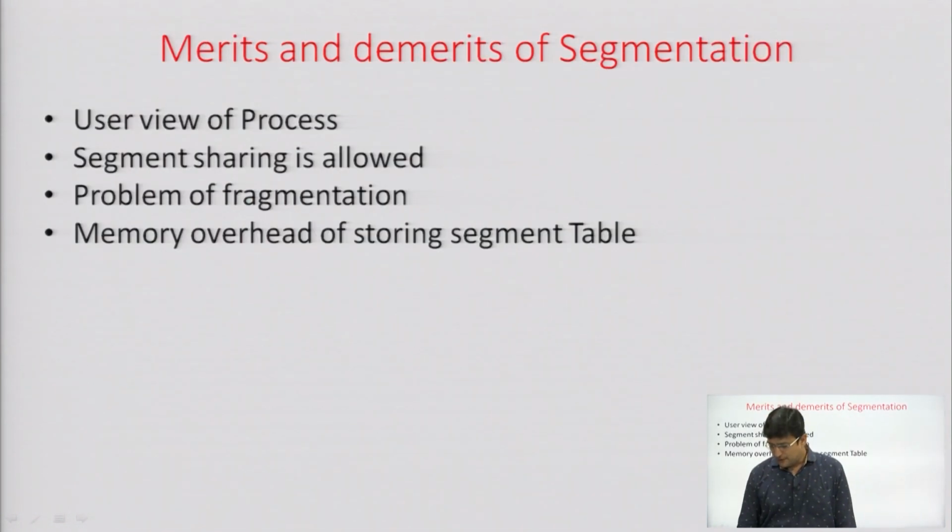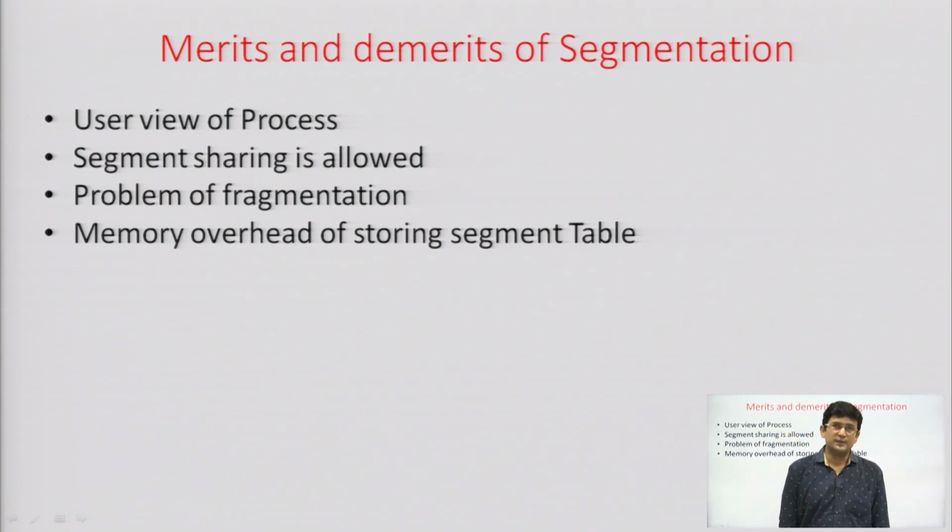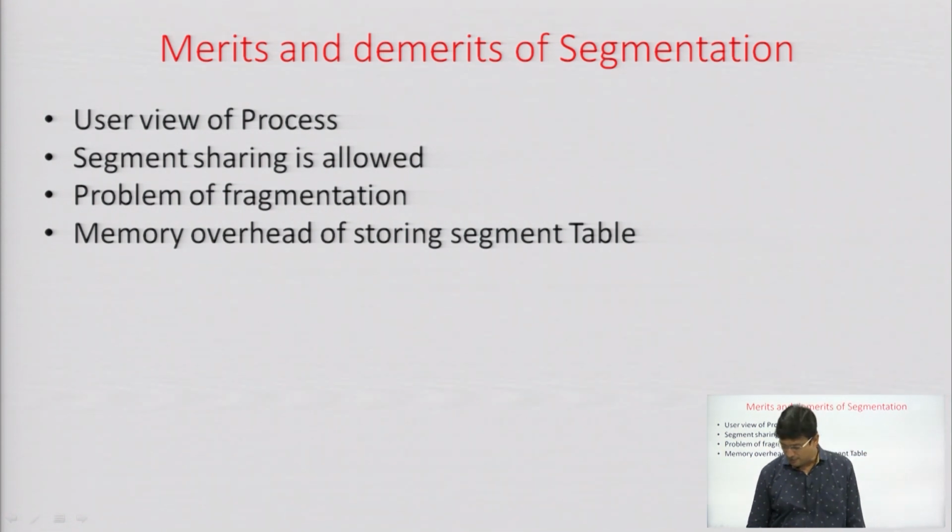Fine. Now, what are the merits and demerits of segmentation? It is a user view of the process. This is actually the merit. Segment sharing is allowed, meaning you can create two processes which share segments. Then there is the problem of fragmentation, because when one segment leaves and another segment arrives for the next process, they may not be of the same size. So here too we observe fragmentation. And we have to maintain this segment table, which is an overhead, as it acquires space in the main memory.